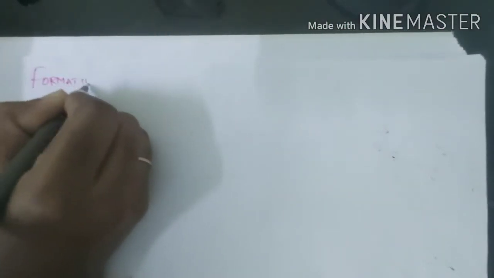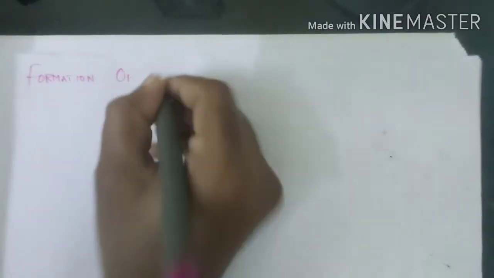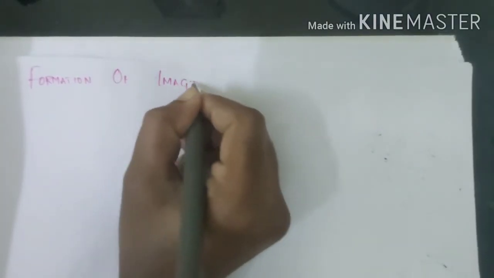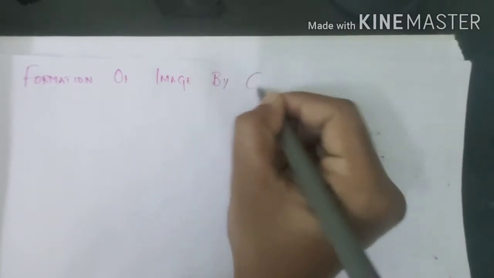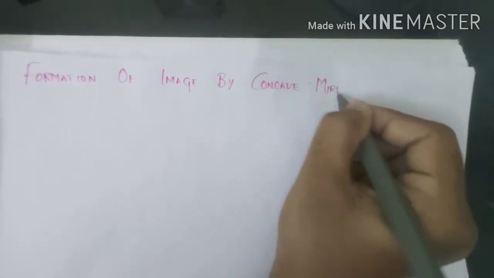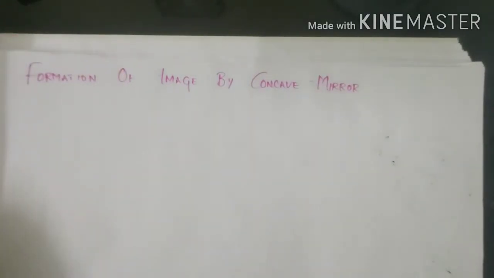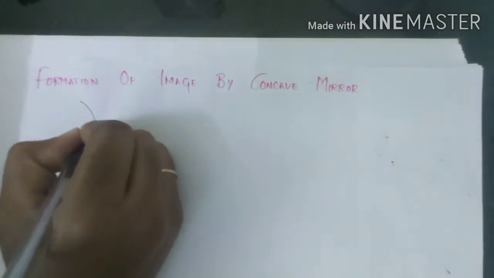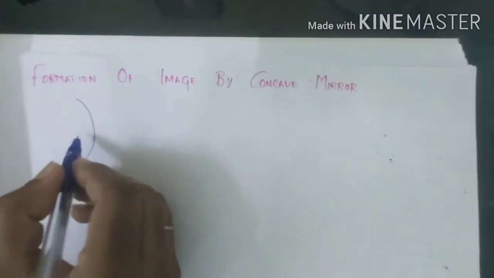Hi everyone, today we'll see the concept formation of image by concave mirror. So in this video we'll see how a concave mirror will be forming images. Let's start with this. In a concave mirror, the reflecting surface will be inward.